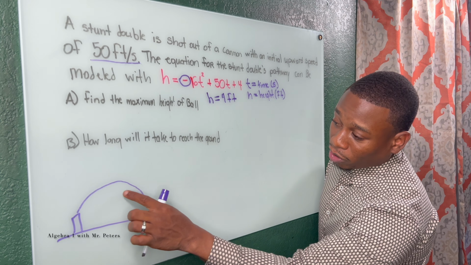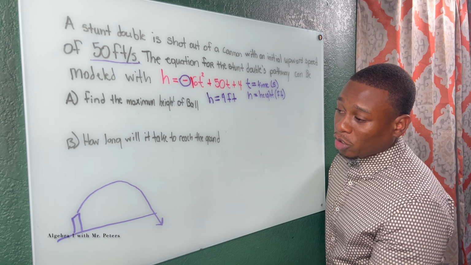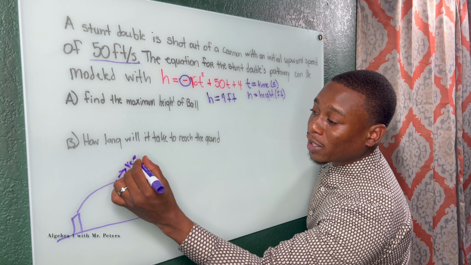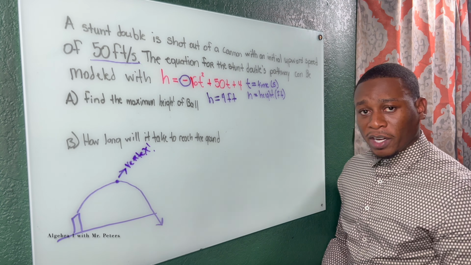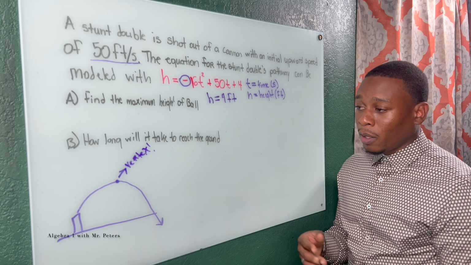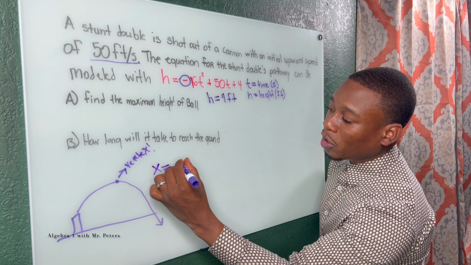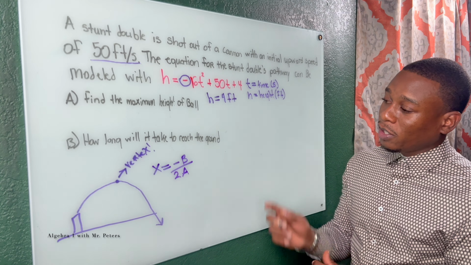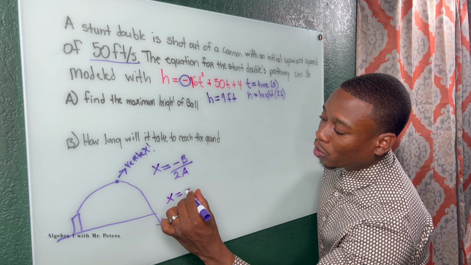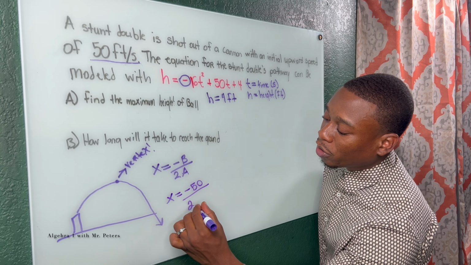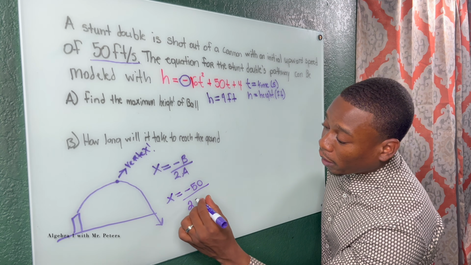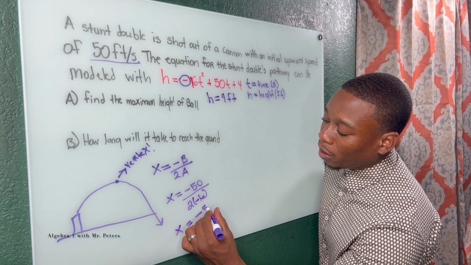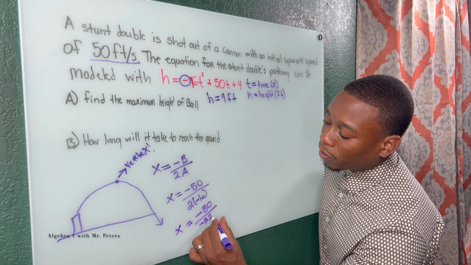When we look at the trajectory, it looks like a parabola. So if we're asking for the maximum height, we're asking for this point, which is also known as the vertex. And finding the vertex is a two-part process. First, we start off with the formula x is equal to the opposite of b over 2a. So we know b is 50, right? So x is equal to the opposite of 50 all over 2 times a. We know a is negative 16. So when we simplify this, x is equal to negative 50 over negative 32.